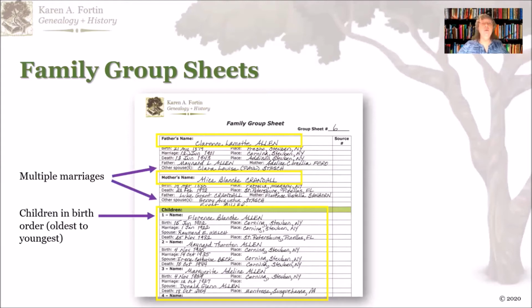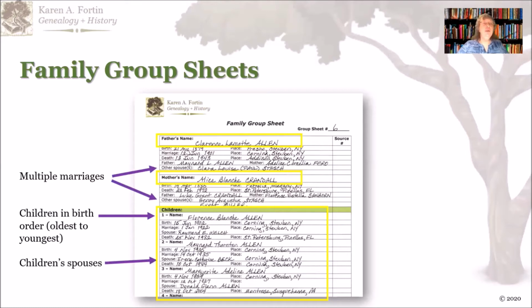It can also be helpful when you're looking in census records. Many census records will list the children in birth order. This will allow you to match up the family unit that you see in the family group sheet with that in the census record by being able to see the same order of the children and which children may not have been born yet in that census year.